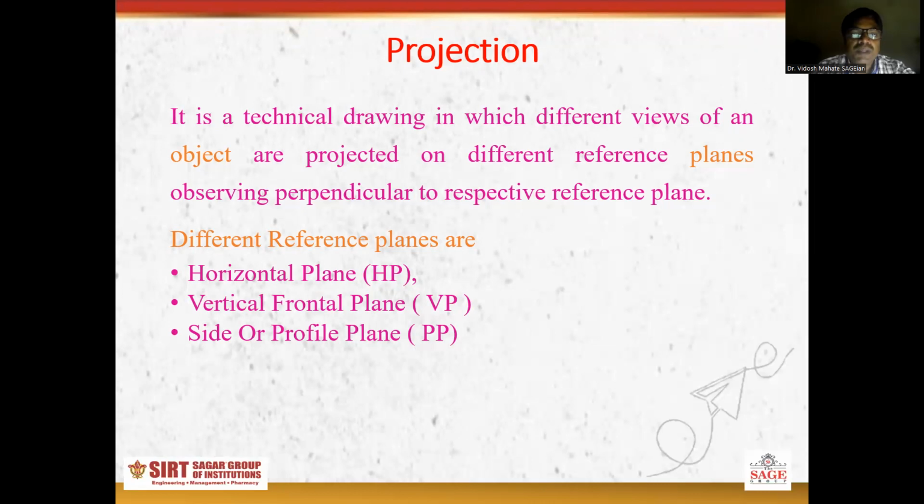So there are three important things in a projection. First is the object, second is a plane, and third is the observer. One by one we will discuss all of these. The first one is the plane. There are three different types of plane: horizontal plane, vertical plane, and the perpendicular plane.